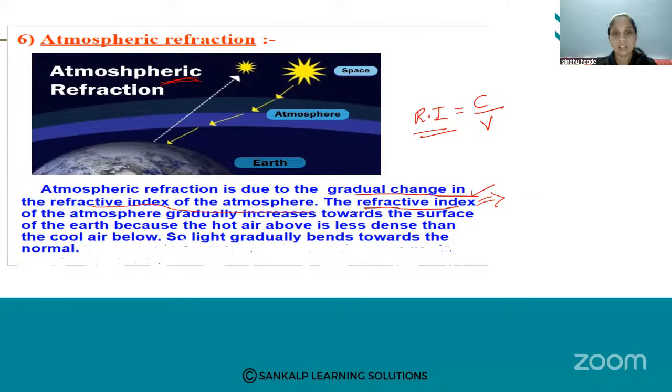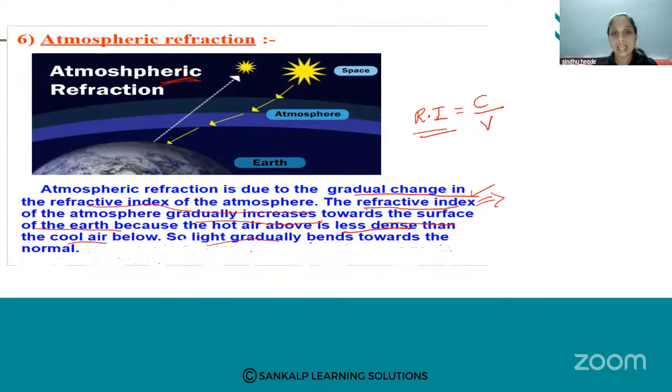Due to that, the refractive index of the atmosphere gradually increases towards the surface of the earth, because near the surface it is covered with hot air. We know that once the earth becomes hot, the air surrounding it also becomes hot. As compared to cool air, this hot air is less dense, right? This hot air is always less dense as compared to cool air.